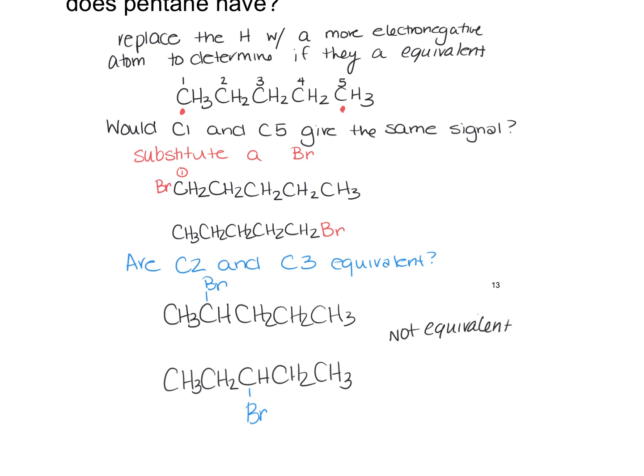Alternatively, again, you can look for symmetry. We see there's symmetry right here. And so this would give us 3 signals, where this would be A and A, this would be B and B, and this would be C, and that would be the third signal. So those would be the signals that we would see.